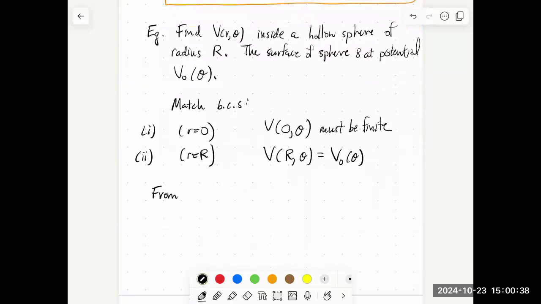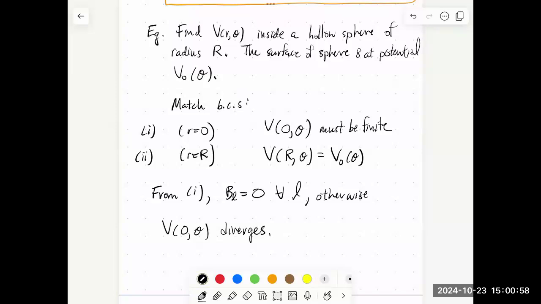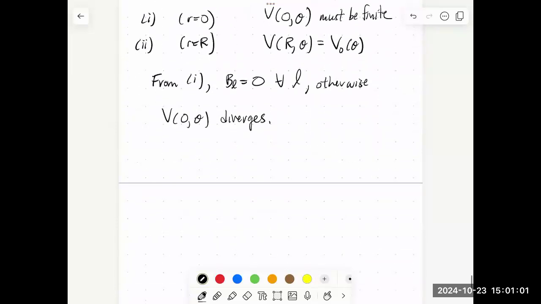And so we don't want that. So from boundary condition 1, BL equals 0 for all L, otherwise the potential at R equals 0 diverges. Okay, that's good because that helps us simplify our solutions quite a bit. Because if we're going to just say that all BLs are 0, then I get a nicer looking potential.